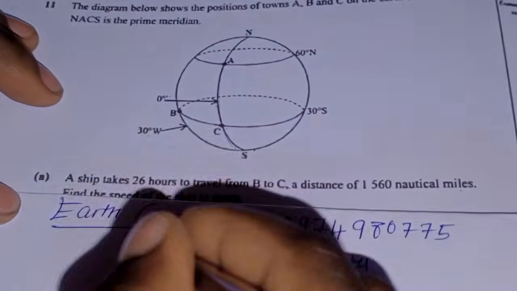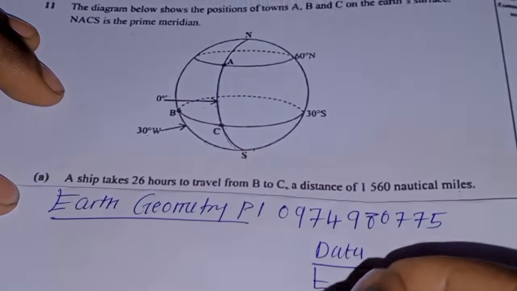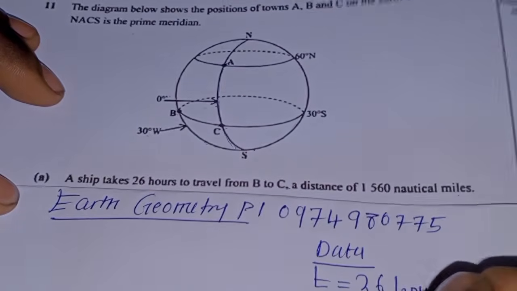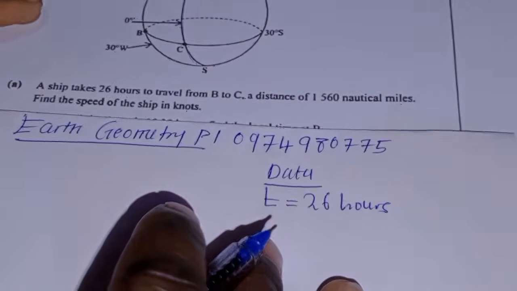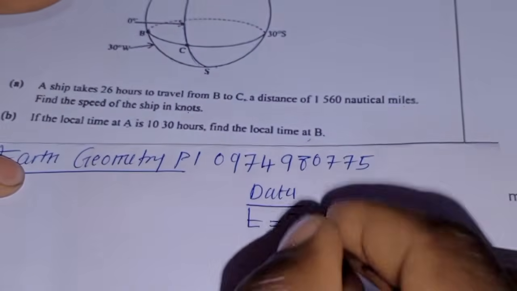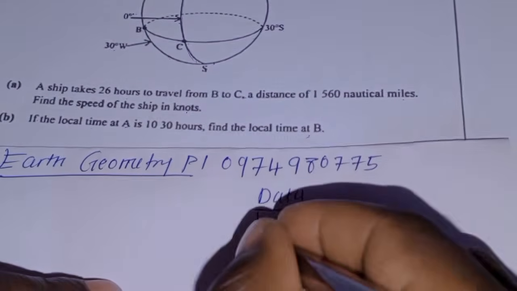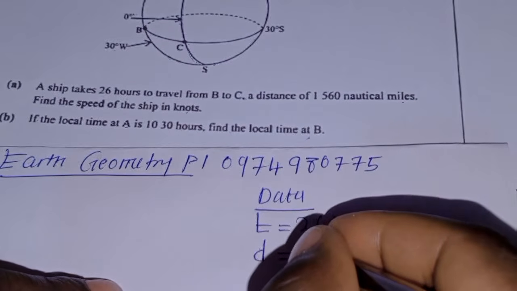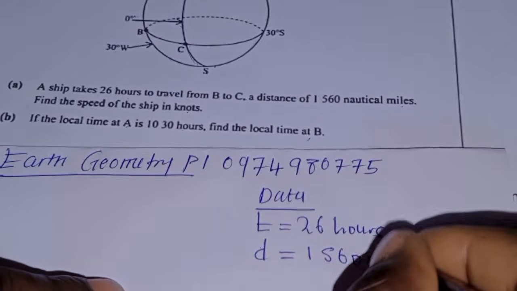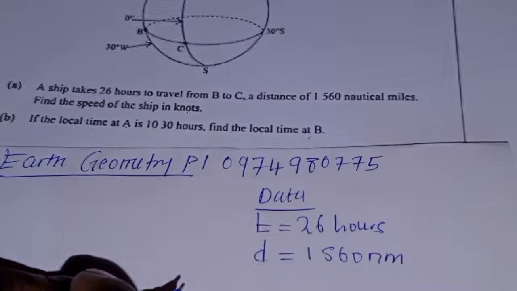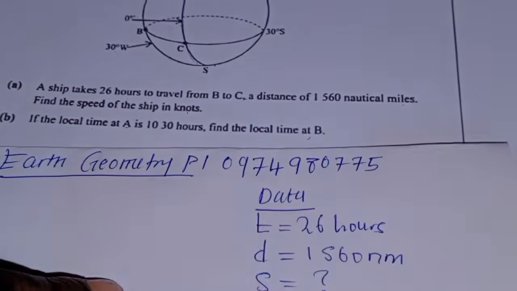So the first thing that we have been given is the time. The time difference given is 26 hours. Then apart from that, what else have we been given? We have been given the distance. The distance is actually 1,560 nautical miles. Then apart from that, we have been told to calculate the speed. So the speed we don't know.